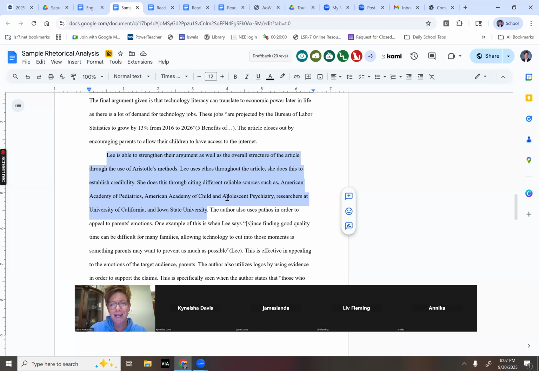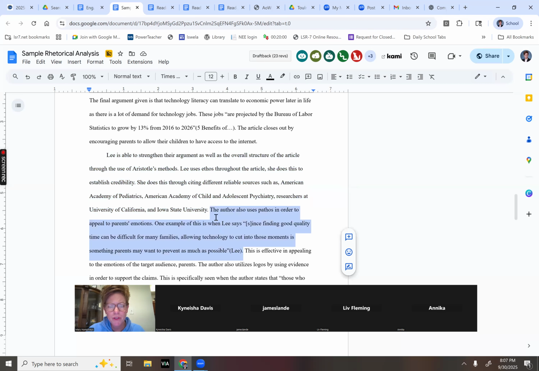She does this through citing different reliable sources, and these are the exact sources that she used: American Academy of Pediatrics, American Academy of Child and Adolescent Psychiatry, researchers at the University of California and Iowa State, right? Those are examples of the author using ethos, specific examples from the text. Then it moves to this.